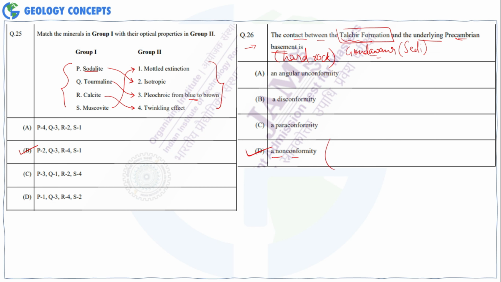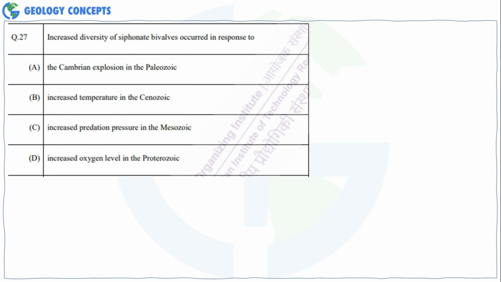Actually it can be a para-unconformity, it can be a different type of unconformity later on, but the major or primary one will be a non-conformity based on the given information that a sedimentary bed is underlain by hard rocks. So the correct answer here will be D.